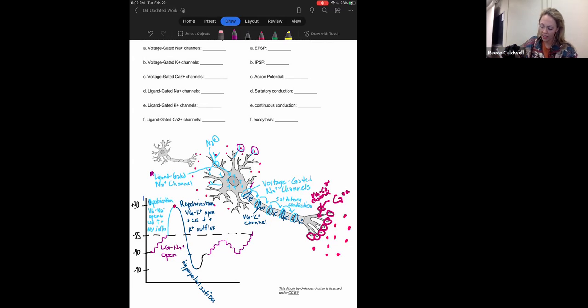So what we call the stepping up right here, we call that an EPSP, excitatory postsynaptic potential. Excitatory postsynaptic potential. So that's kind of that increase in positivity, increase in voltage. This decrease right here is called an IPSP, inhibitory postsynaptic potential. It inhibits the graded potential from being strong enough to reach an action potential.